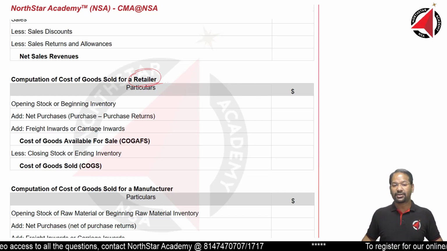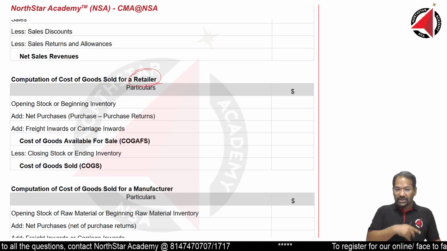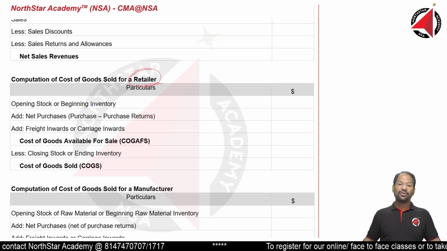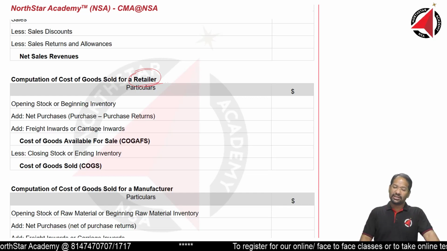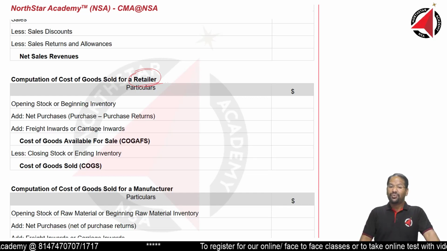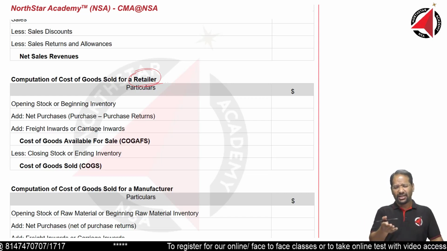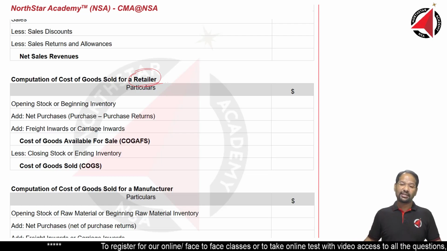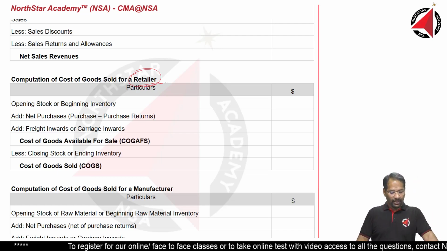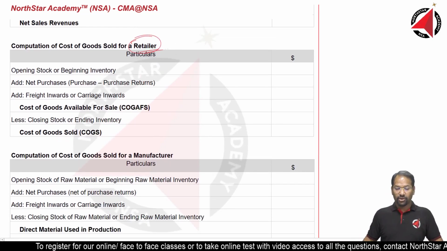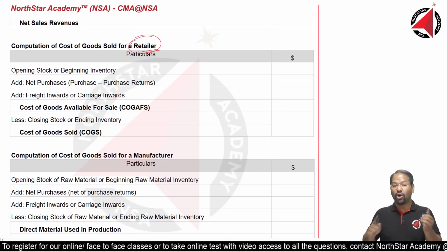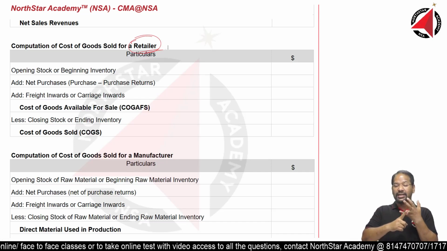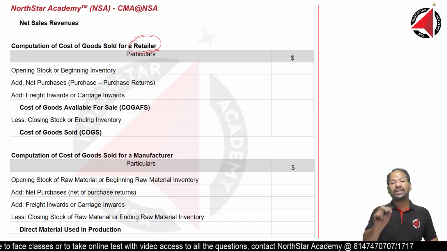Then who are manufacturers? Those who buy raw material, convert the raw material into WIP, then to finished goods and then sell. Those are called manufacturers and not just traders. A manufacturer may also be a trader, because after manufacturing, of course, they will be selling, but we will refer to them as manufacturer and not as trader for simplicity purpose. Let's come to this. Computation of cost of goods sold for a retailer means he or she will not have any raw material, may not have any WIP. All that he or she may have is finished goods.